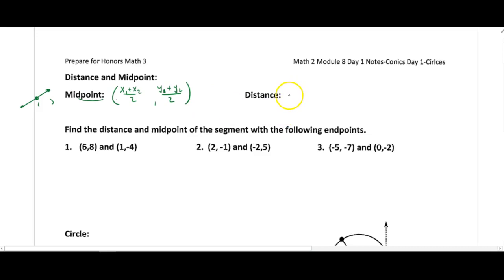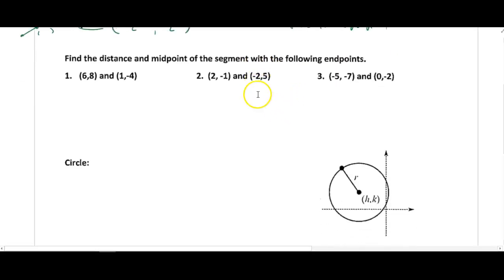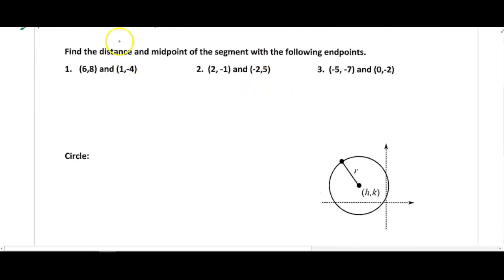Now, the distance formula, however, right? Some people will use the Pythagorean theorem, but the distance formula itself is the square root of (x2 minus x1) all squared plus (y2 minus y1) all squared. It really doesn't matter which way you subtract the x's, as long as you subtract the y's in the same order. So keep that in mind. So we're going to do one or two examples here together, and then I'm going to have you try one on your own, and then come back and check your answers.